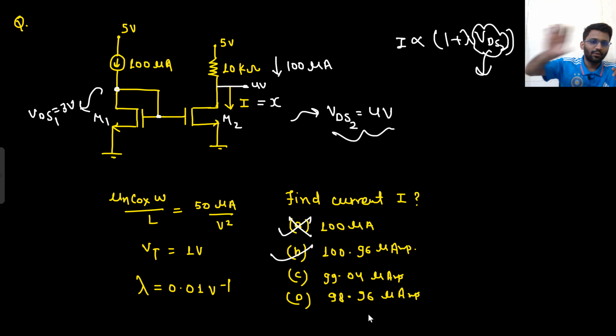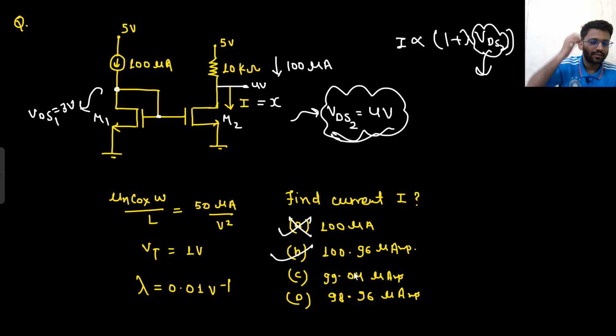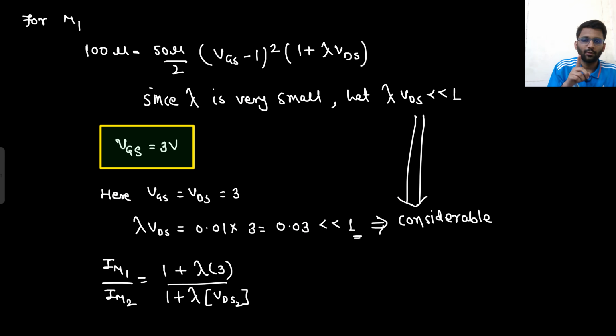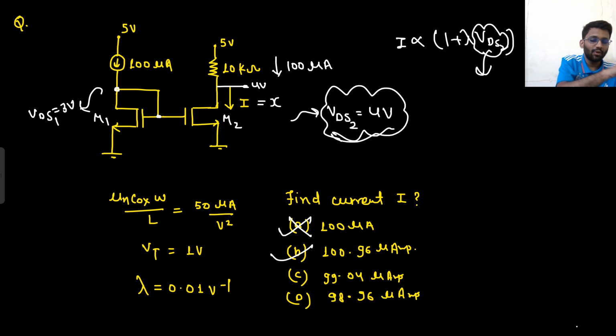One thing I know is that both are not having the same VDS, so 100 microampere current cannot be copied exactly. Right? So there will be some changes in the current. Now, if I assume that 100 microampere current is copied, what will be the VDS2 value? That would be 4 volt. And what is the VDS1 value that I have to find? That I found to be 3 volt. So if it is having more VDS, that means it is having more current. So the answer would be more than 100 microampere, that's for sure.